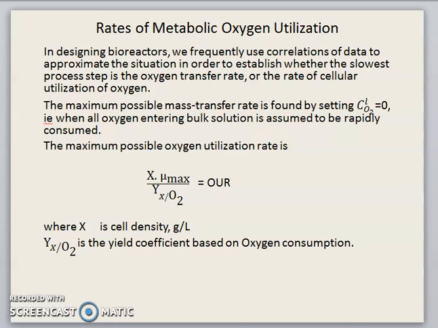So the maximum possible oxygen utilization rate can be calculated from the equation of oxygen uptake rate equals cell concentration times the maximum specific growth rate over the yield coefficient of cell concentration over oxygen consumed. So X is the cell density, and Y_X/O2 is the yield coefficient based on oxygen consumption.